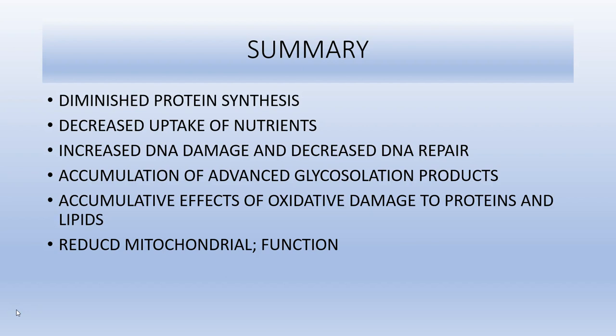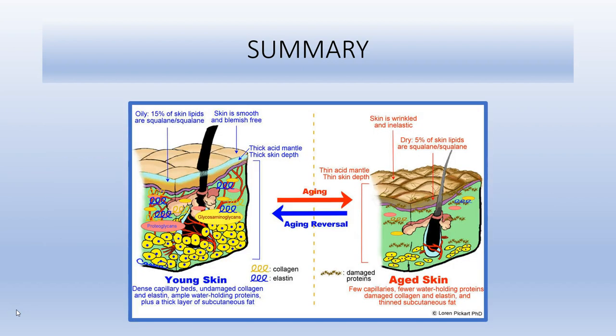So in summary, we do see skin changes in the older foot and ankle. Basically, they are the result of diminished protein synthesis, decreased uptake of nutrients, DNA damage and inability to repair the DNA damage, the accumulation of advanced glycosylation products, and the accumulated effect of oxidative damage from reactive oxygen species, damaging proteins and lipids and other components of the skin, and we have reduced mitochondrial function. So we clearly have defined differences between younger and older skin.